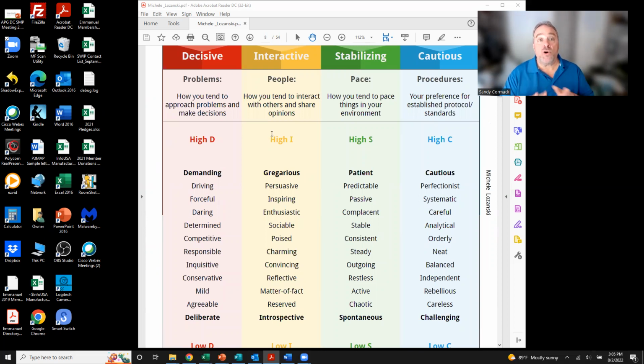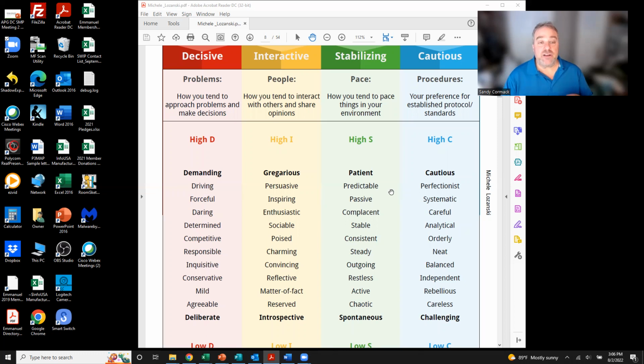behavior along 4 dimensions. The D stands for decisive, the I stands for interactive, the S stands for stabilizing, and the C stands for cautious. So when we talk about your DISC score, we're looking at those 4 behaviors. And I like to walk people through this table here, which is on page 8. This is sort of the DISC cheat sheet that explains how your score relates to specific behaviors. So I'm going to go through the 4 dimensions one at a time and explain them.